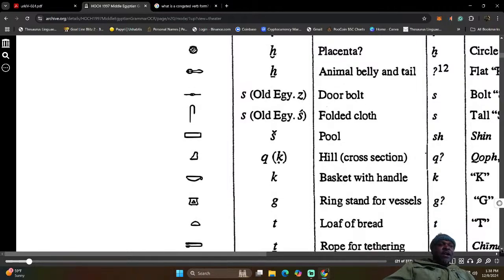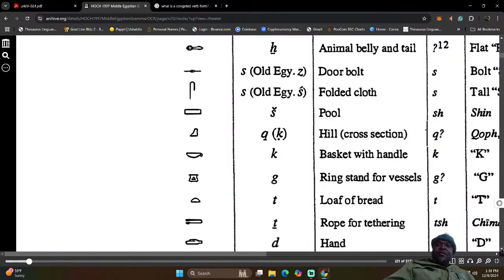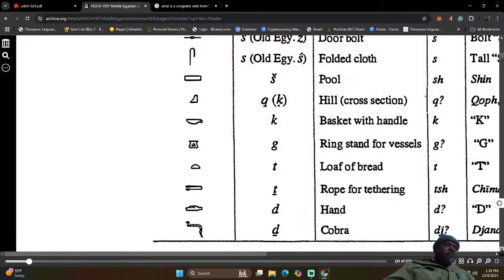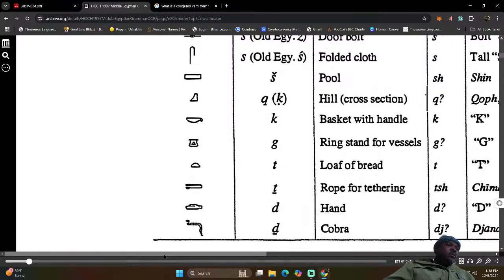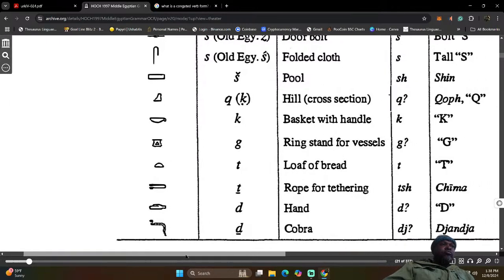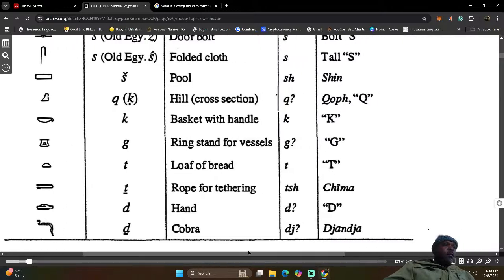So right now we're talking about uniliterals, the glyphs that have one sound. We're going to get to glyphs that have two sounds. Even this one, which has three consonants, is still one sound. That's what that sound represents. Right? So it's like the TCH in Medu Netcher.